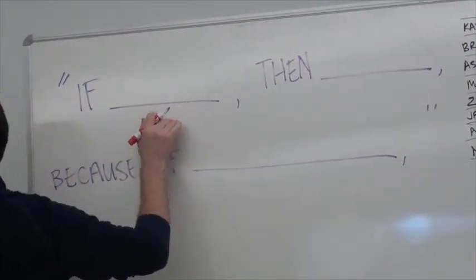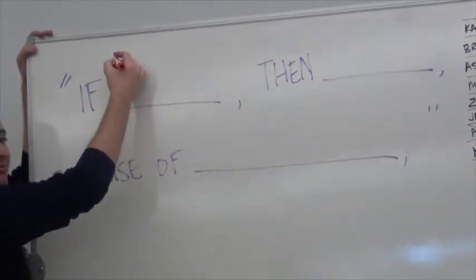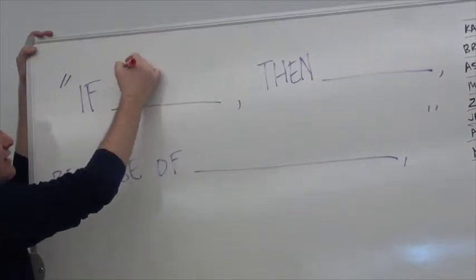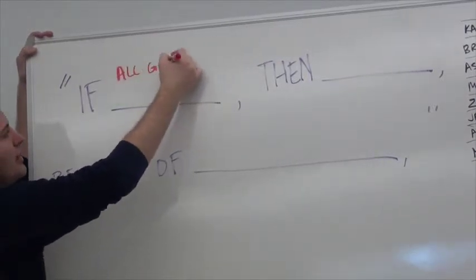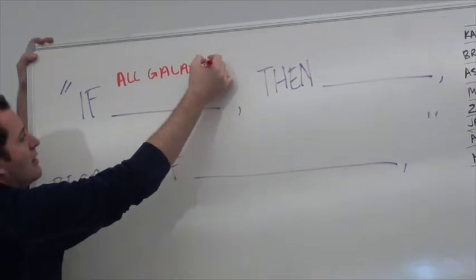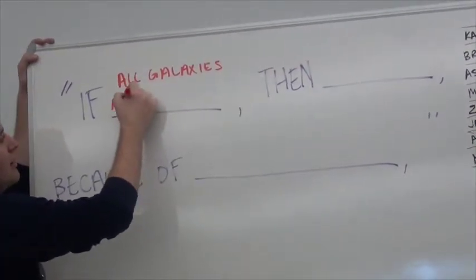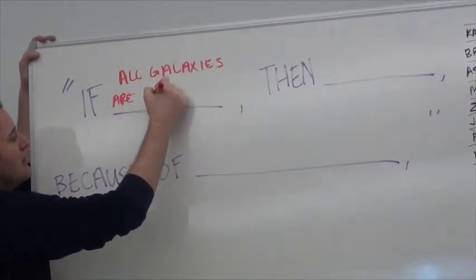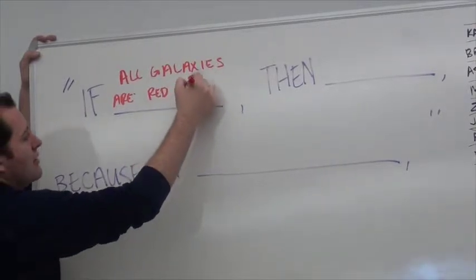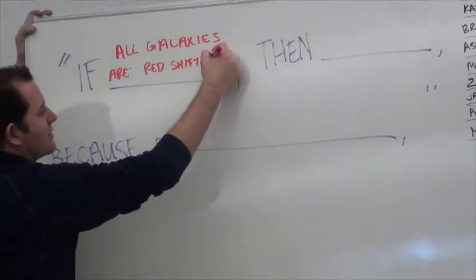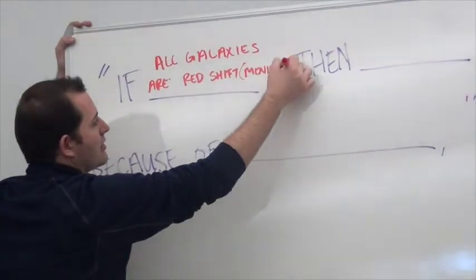Alright, so my if for this one, my scientific evidence for the Big Bang and redshift, is all galaxies are doing what? Being redshifted, or moving away. Are redshifted, which is the same thing as moving away. Okay?